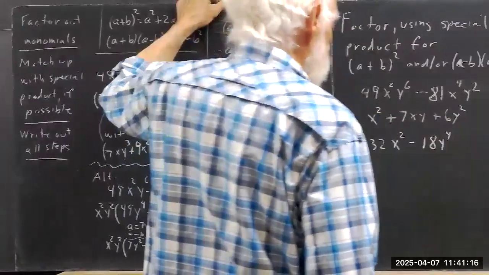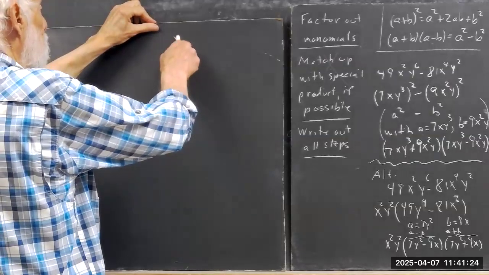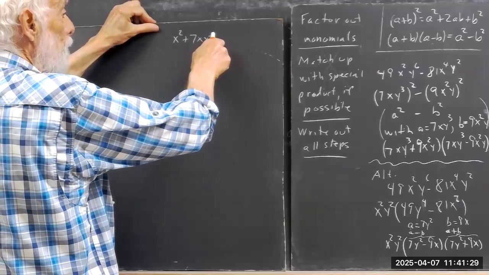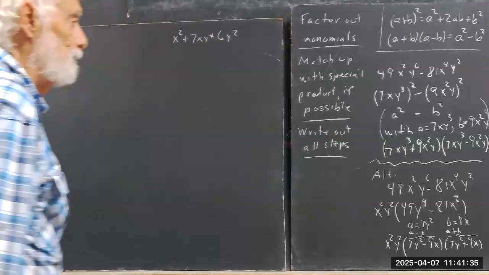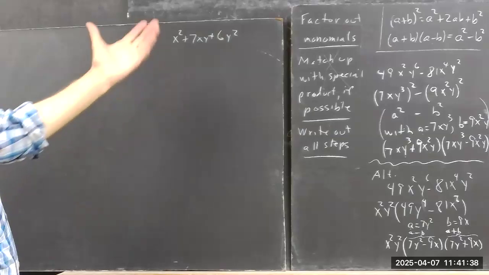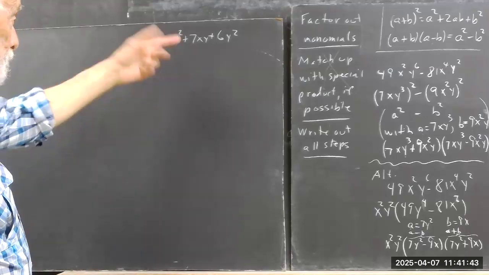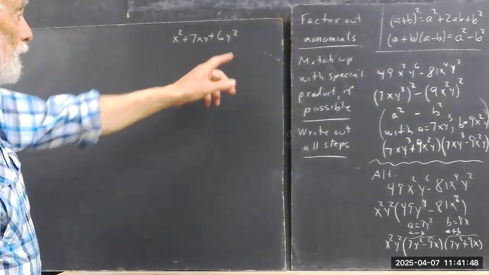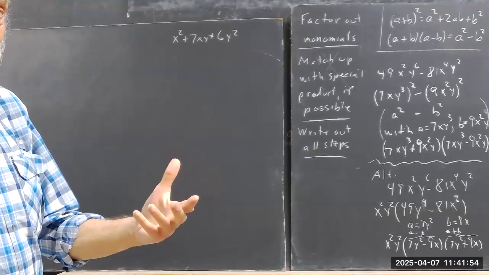Okay. Now, let's take a little quicker look at the others. We have x squared plus 7xy plus 6y squared. Well, you know, there isn't a special product. Okay. Kind of threw that in, because hopefully you can factor this thing. It's a trinomial.